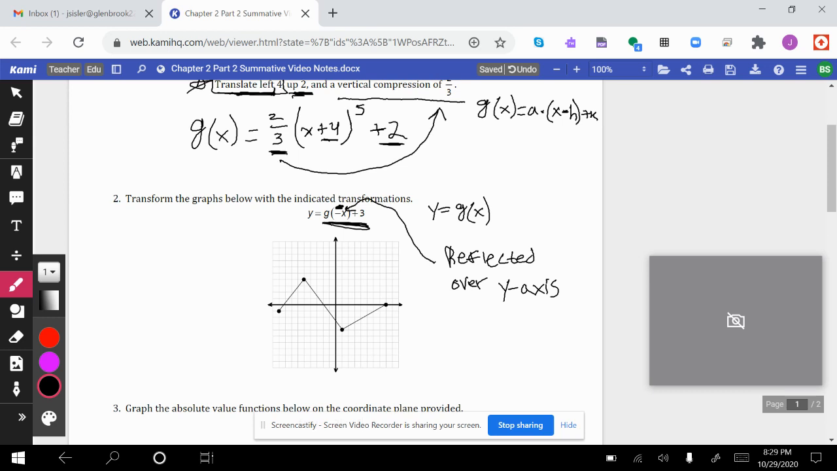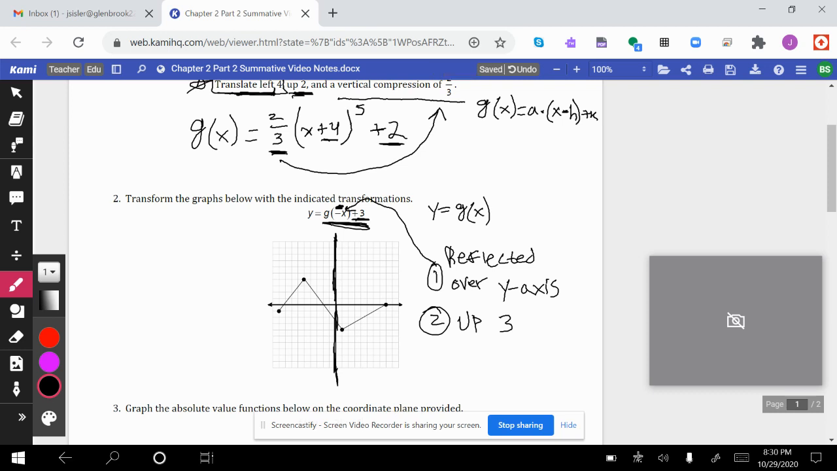And again, that comes from that negative right there. If the negative were outside, like if our negative was right here, where I just blackened that in, that would tell us that we're reflecting it over the x-axis. And then this +3 just tells us we're moving it up 3. Okay, so I need to both reflect this graph over the y-axis and move it up 3. So I'm just going to draw my line across the y-axis just for reference. And what I'm going to do is just reflect each point, okay?